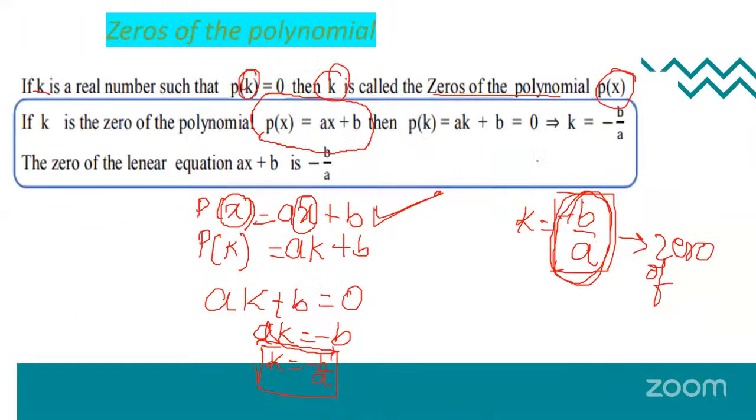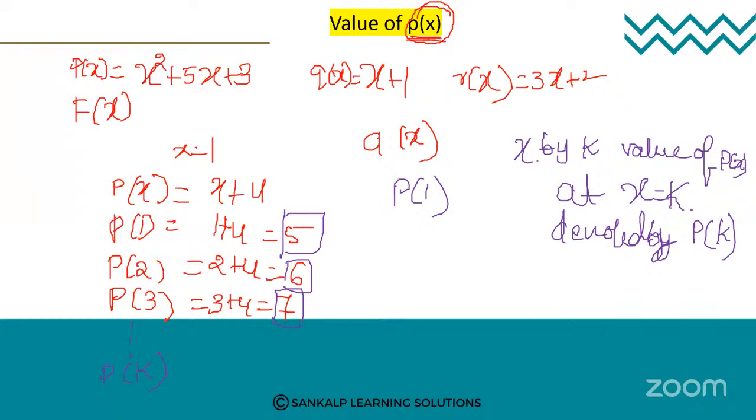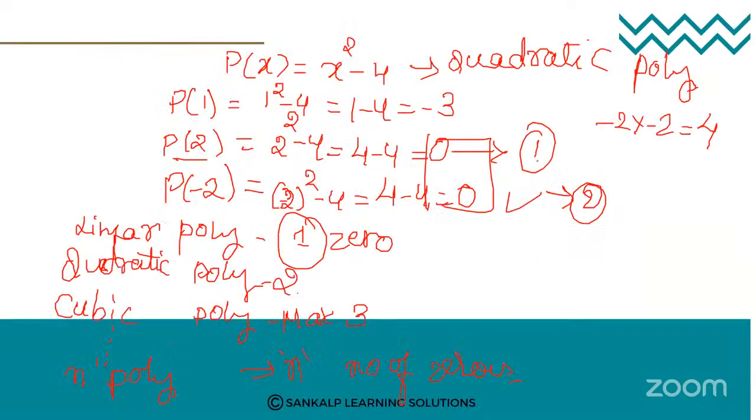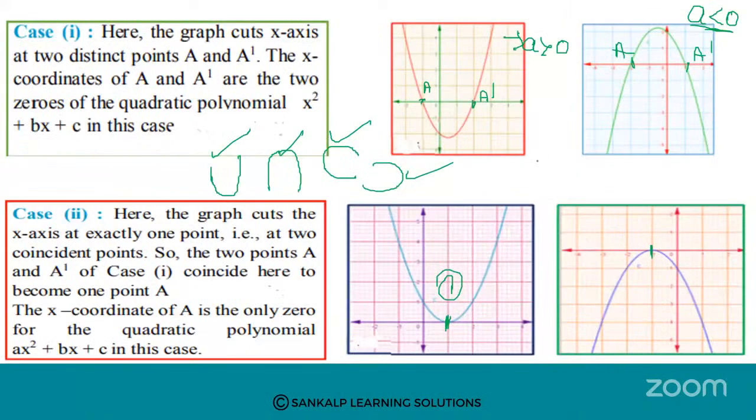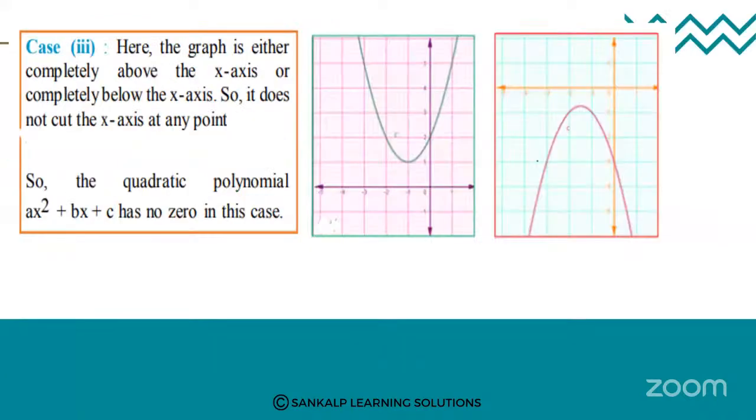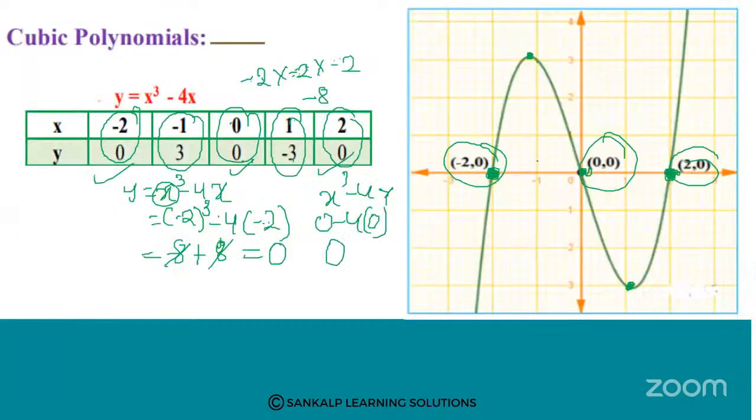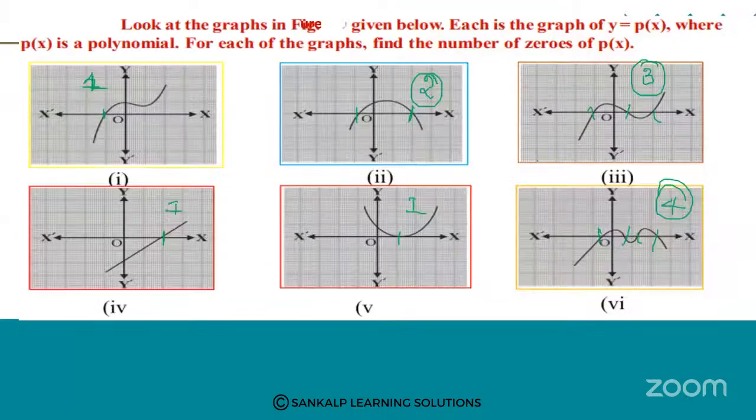Okay, what we have discussed today: zeros, degree of the polynomial, value of p of x, zeros of the polynomial, geometrical meaning, geometrical representation, and how to find the zeros of the polynomial. Is that clear? Okay, yes. Now we will continue the next concept tomorrow.